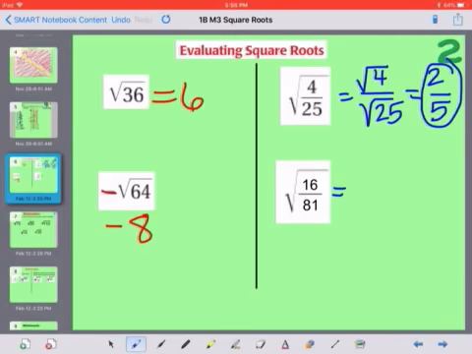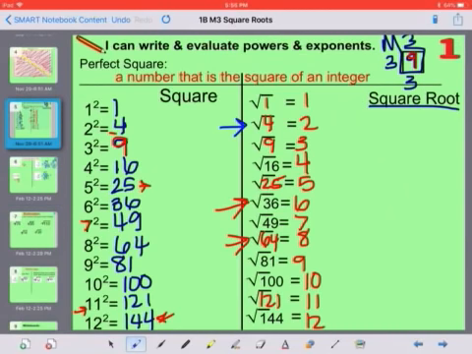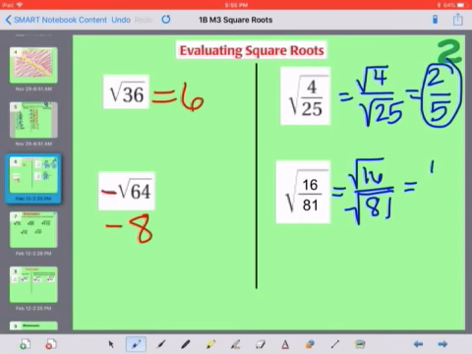Let's try the same thing on the second one. We're going to make it 2 square roots, the square root of 16 over the square root of 81. Well, the square root of 16 is really just 4. So there's 4, and the square root of 81, looking at your list, should be just 9. So your answer would be 4/9.